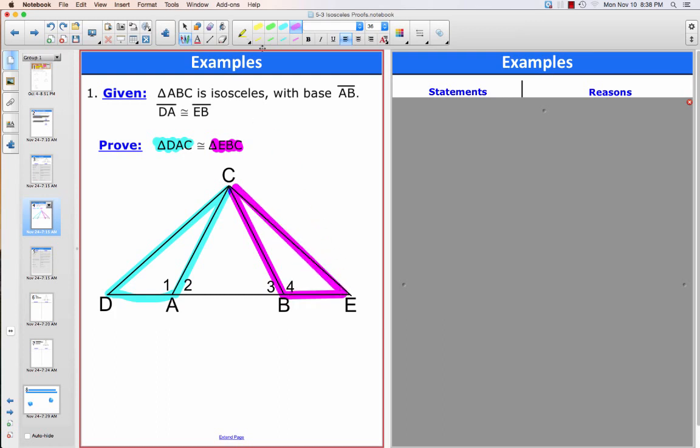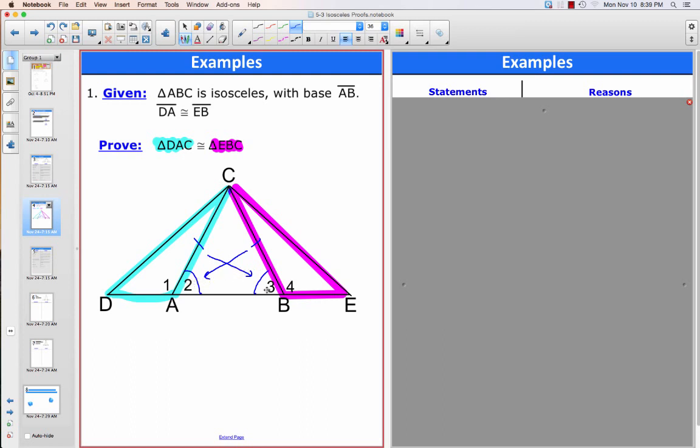So let's see our givens here. First off, we are told that ABC is isosceles with base AB. So ABC is a triangle in the middle. AB is the base, so that means that this side and this side have to be congruent, because an isosceles triangle has two congruent sides. With that, we know that if two sides are congruent, then the angles opposite those sides are congruent as well. So we can get angle 2 is congruent to angle 3.